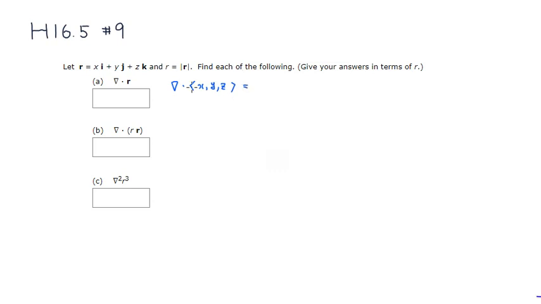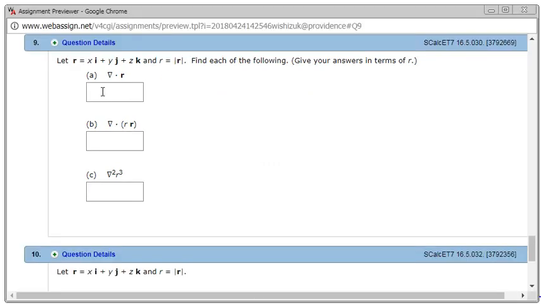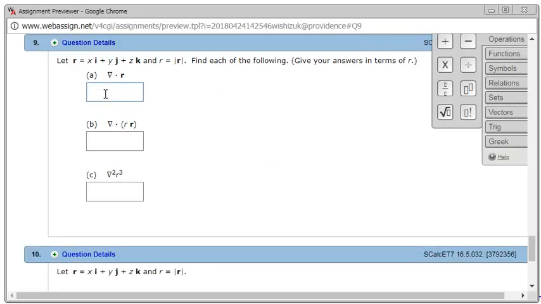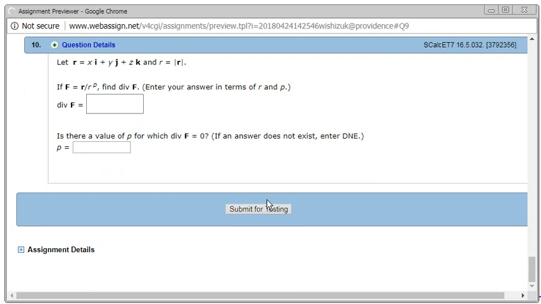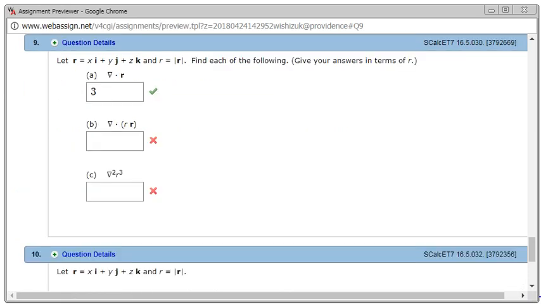So this is going to be the partial of x with respect to x, which is 1, plus the partial of y with respect to y, which is 1, plus the partial of z with respect to z, which is 1. So this is equal to 3. That one's easy, 3. Let's double check. Let's type in 3 and submit for testing. It came back and looks like we got part A correctly.